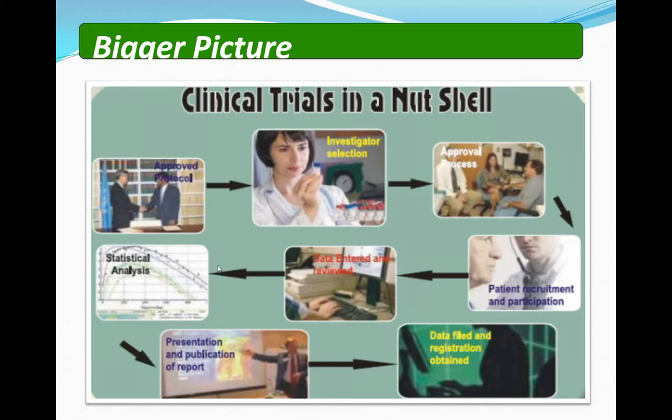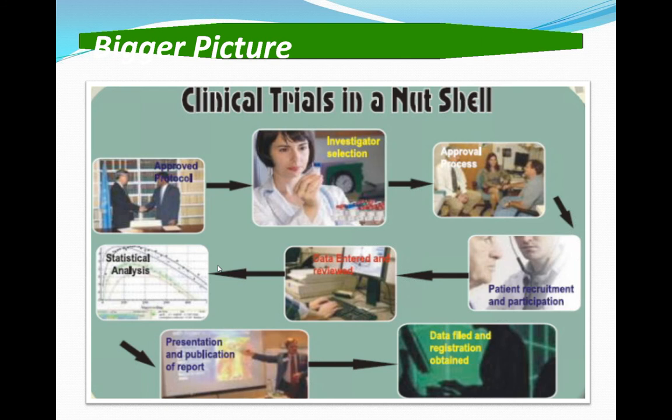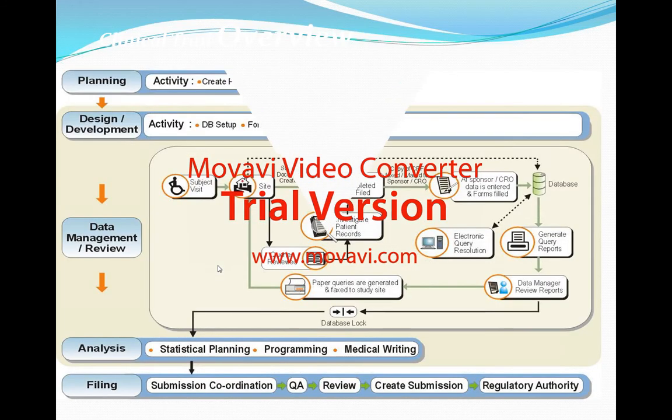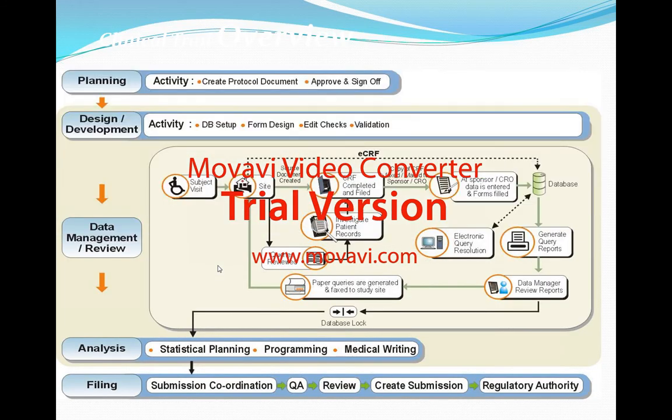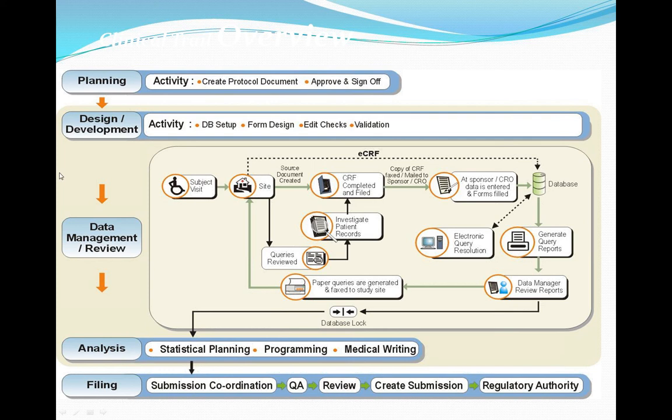Now, the same thing: clinical trials in a nutshell, approved protocol. The same content I just showed you. Later, clinical trials overview. This is the same thing we already discussed. There are different areas: planning, design development, data management, analysis, filing. So how many parts here? Five parts. What is the planning? The sponsor will create a protocol, get it approved and signed off. So this is the planning.